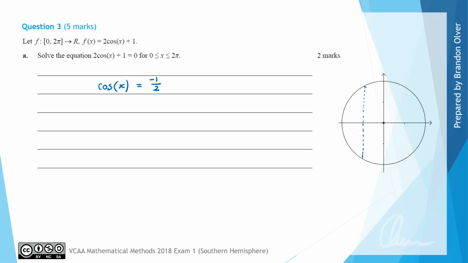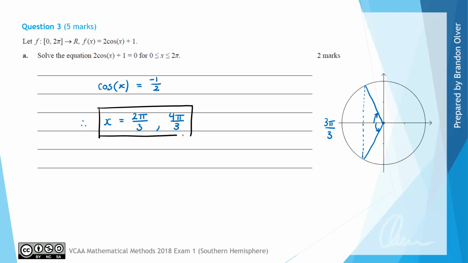So we need the angle that is related to pi on 3 to get that. If this is 3 pi on 3, then we take pi on 3 to get to there, and we add pi on 3 to get to there. And they are the two solutions between 0 and 2 pi that satisfy this equation. So therefore our answers are x is equal to 2 pi on 3, or x is equal to 4 pi on 3. So that is the answer to part A of this question.